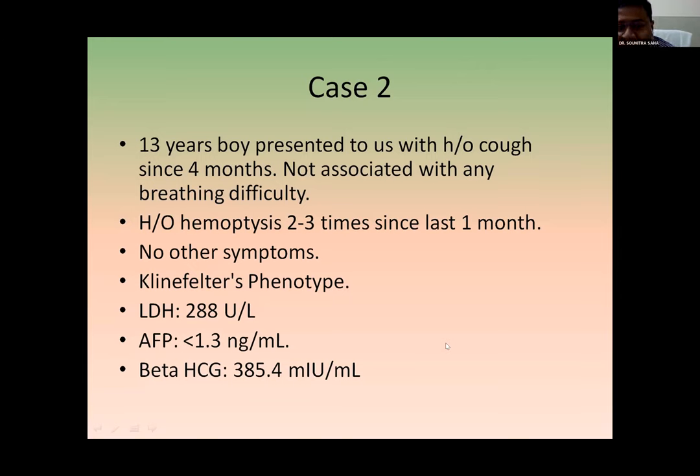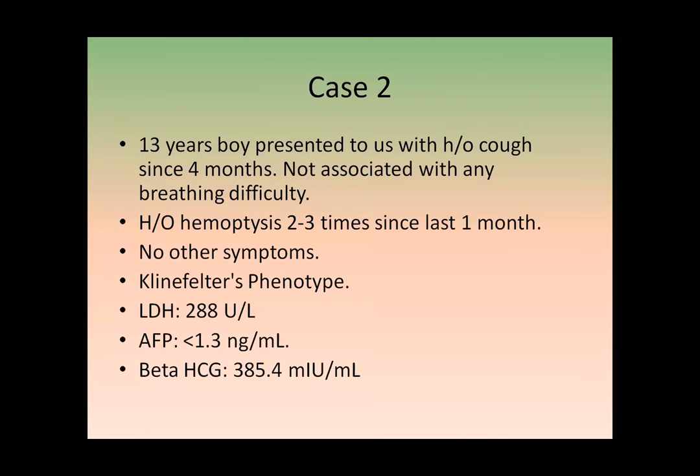And these are the investigations we got. LDH is 288, AFP is less than 1.3, and beta HCG was 385, which is slightly raised. Dr. Ram, what do we do from now about that?